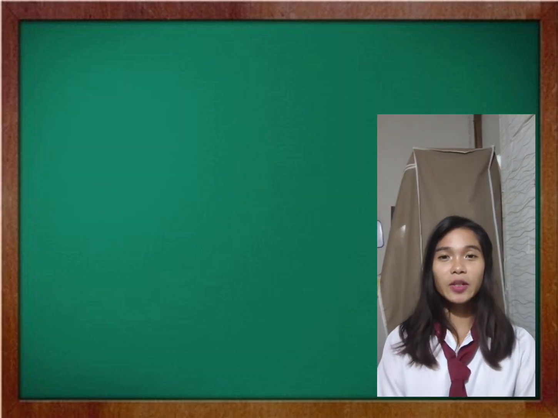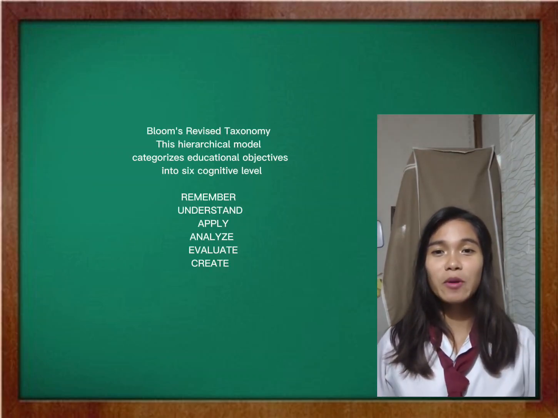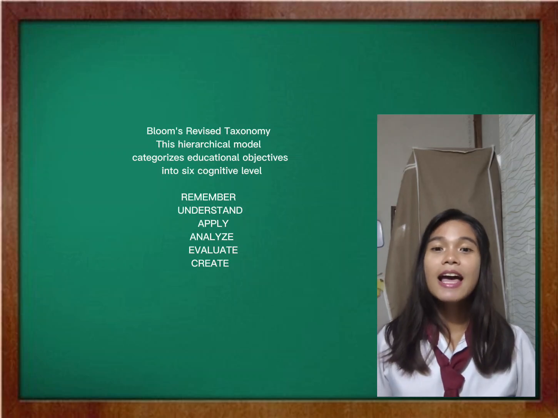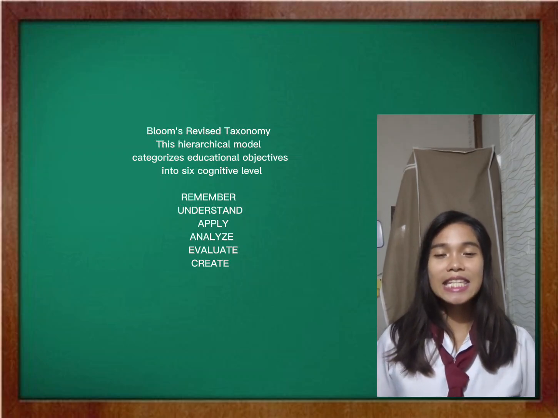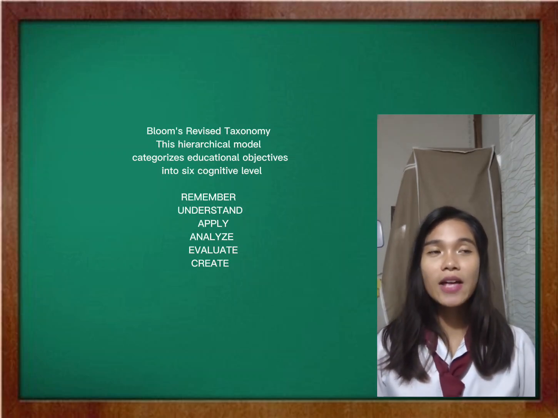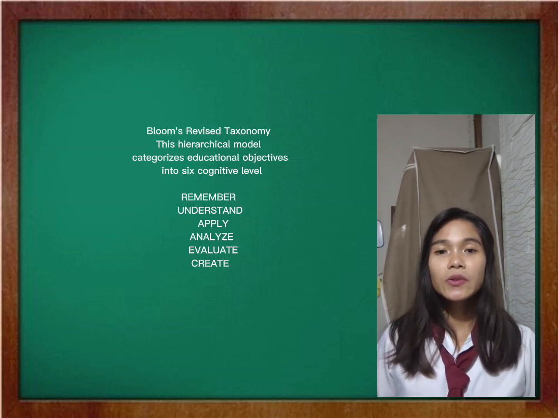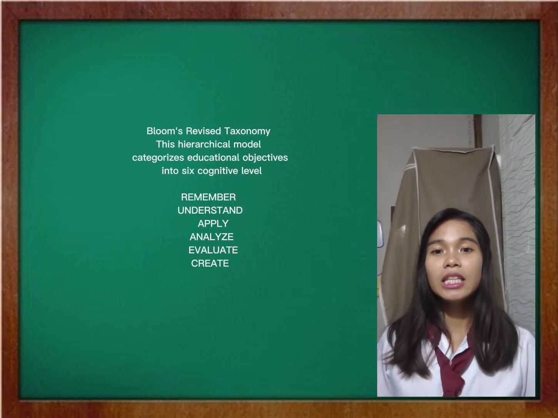And now let's proceed to Bloom's revised taxonomy. The first taxonomy is Bloom's revised taxonomy, which categorizes learning into 6 cognitive levels, which are remember, understand, apply, analyze, evaluate, and create. This helps us see how deeply our students or learners understand a topic, from a simple recall to the ability to create something new using what they have learned.